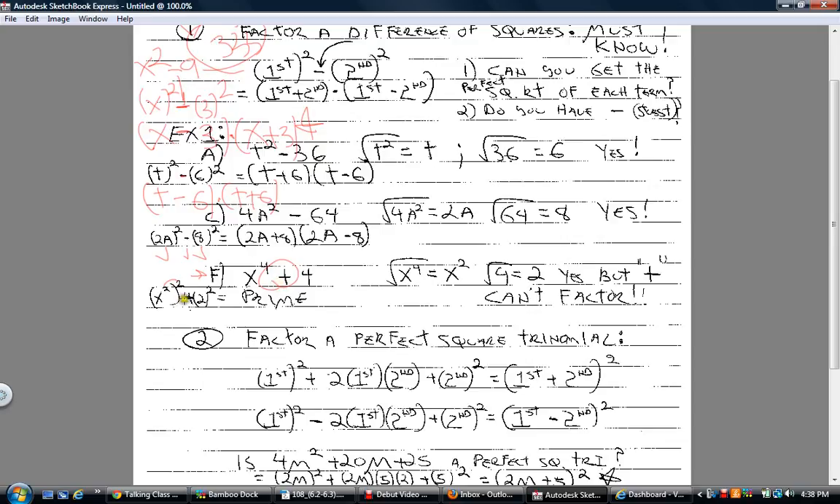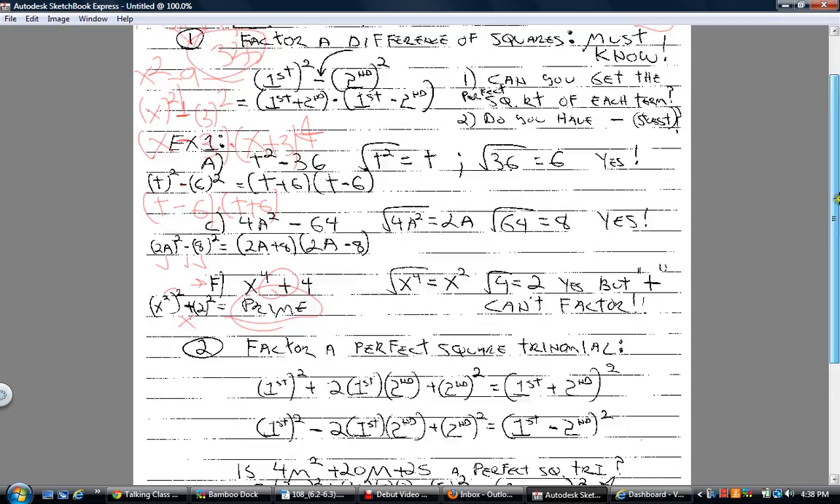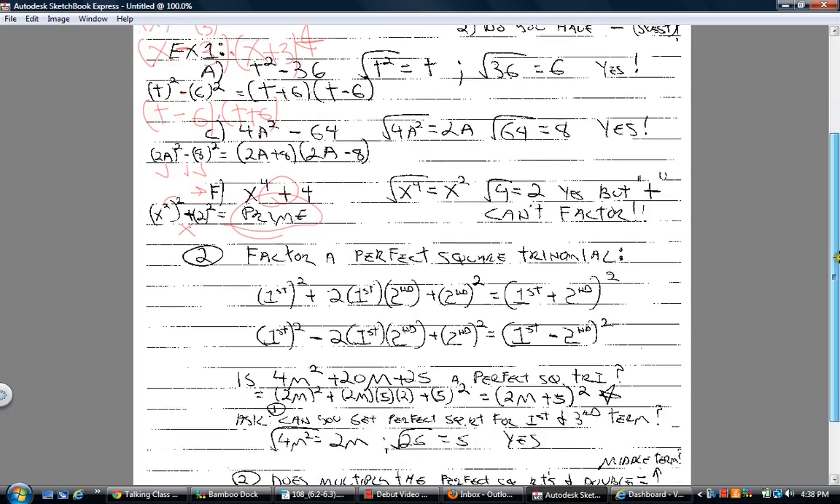However, do you have subtraction? And the answer is no. Therefore, it's prime. You cannot factor it. If that would have been a minus sign, then we would have done it, similar to what we did above. Okay, so we're cruising here. That is the difference of squares.